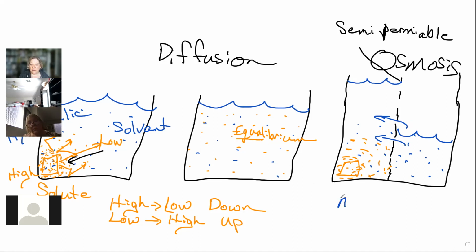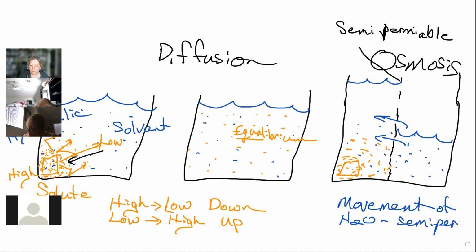Osmosis is the movement of water through a semi-permeable membrane in response to different concentrations of solute. So it's going to move toward the sugar. Oops, I'm drawing on my equilibrium side.